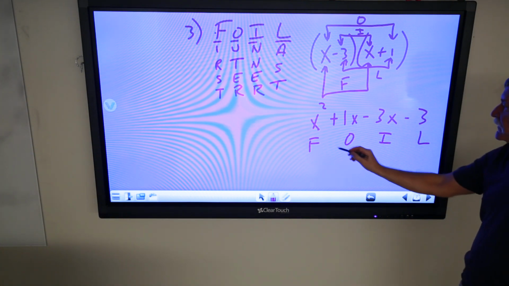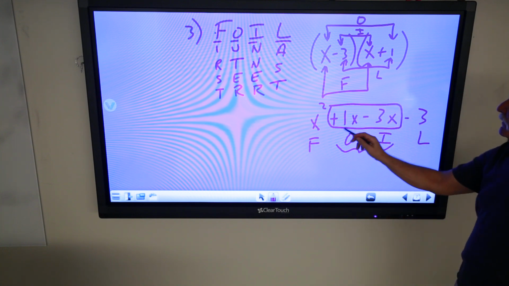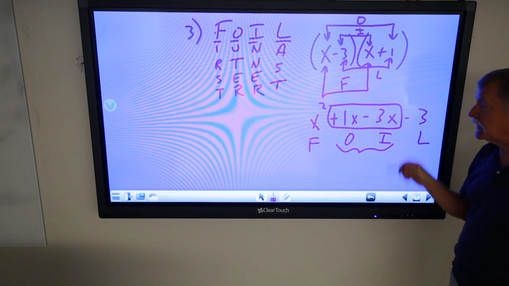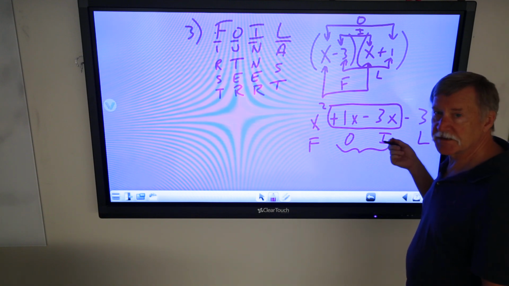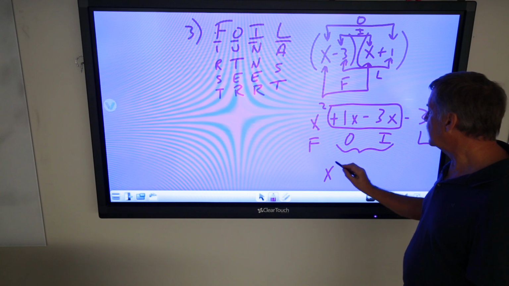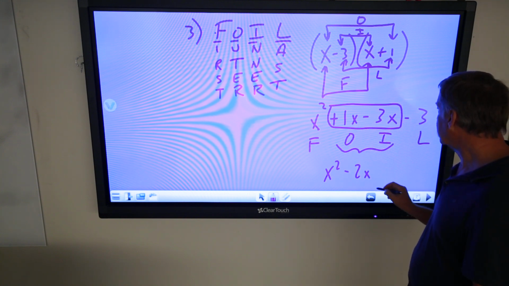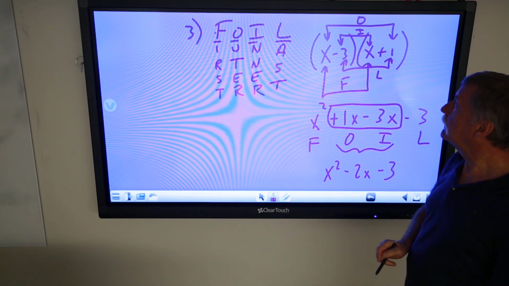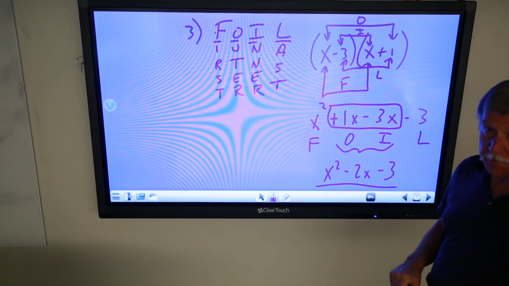And you will notice that outer and inner are like terms. Minus 1x, minus 3x. And so they should be combined. Otherwise, this is NST. So we can say x squared plus 1 minus 3 minus 2x minus 3. And there you have it. There's the answer. All right.